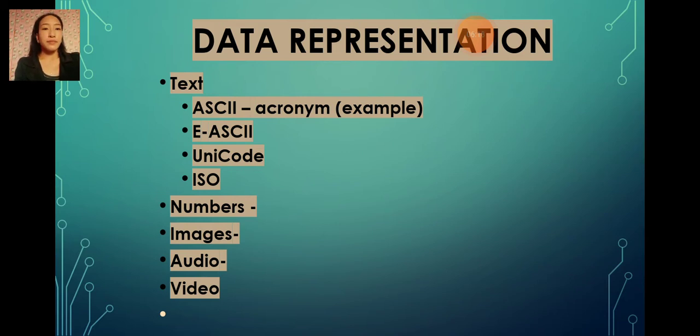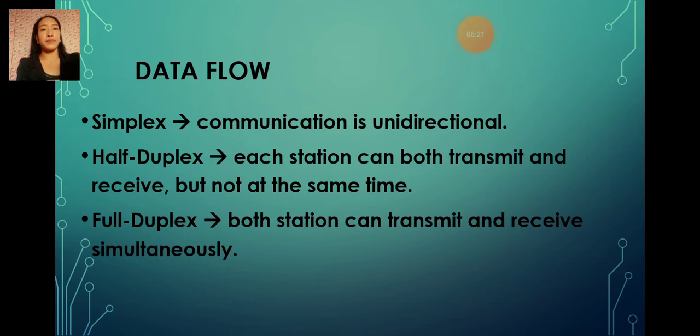Next is the data flow. First is simplex. A simplex communication is unidirectional, meaning a simplex communication channel only sends information in one direction. Next is the half duplex. Each station can both transmit and receive, but not at the same time. In half duplex mode, data can be transmitted in both directions on a signal carrier, except not at the same time.